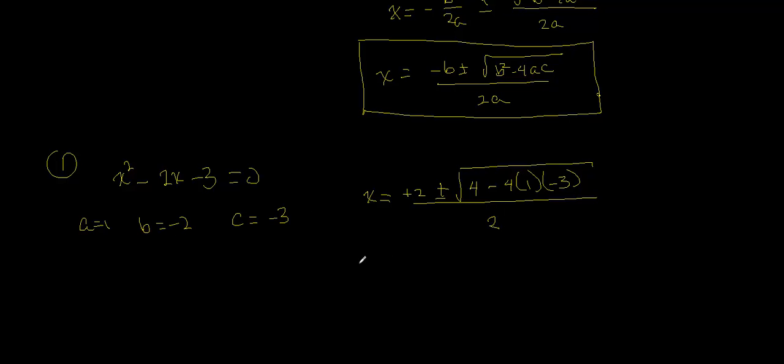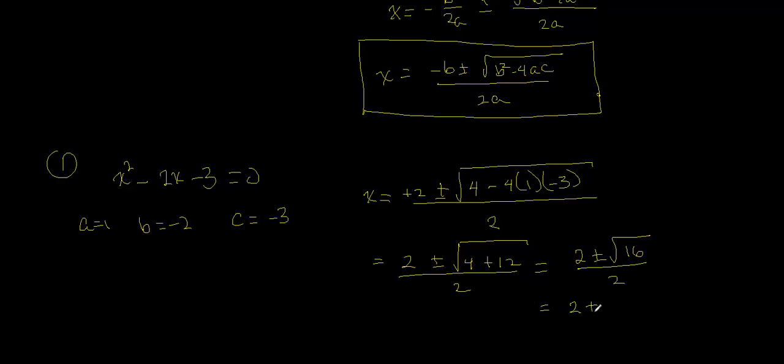Let's clean it up a little bit. 2 plus or minus the square root of 4. A negative times a negative equals a positive. So that's 12. And this is going to come out nice and neat, because 12 plus 4 is the square root of 16. And we all know that the square root of 16 has a perfect root. So this is 2 plus or minus 4 over 2.